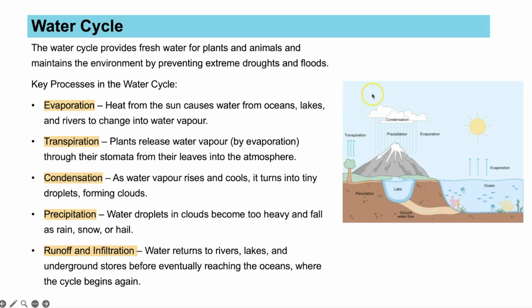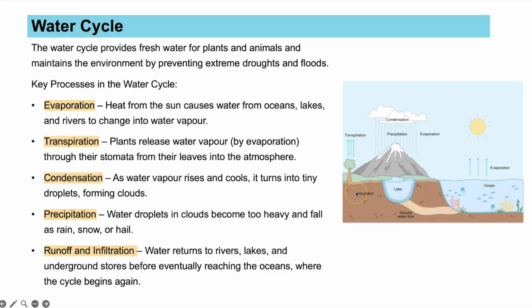Condensation then is how the water vapour, so it's that gaseous state, is going to be converted back into liquid, which is going to form droplets and therefore the clouds. And precipitation is when those water droplets in the clouds become too heavy and fall as rain, or it could be snow or hail if it's colder.